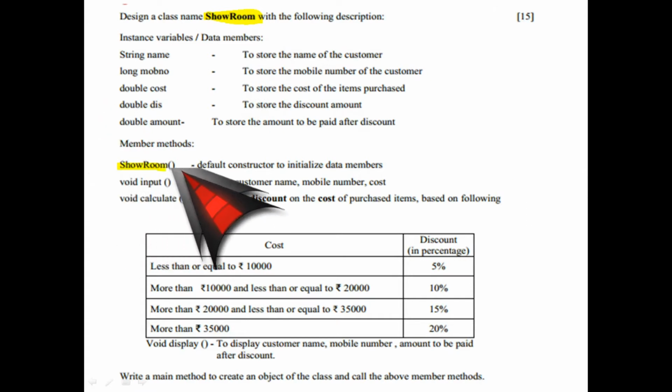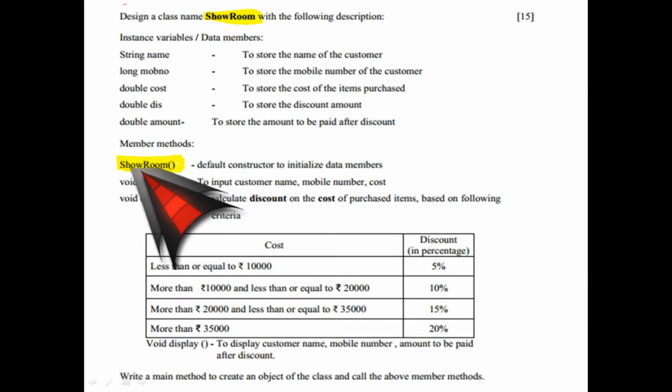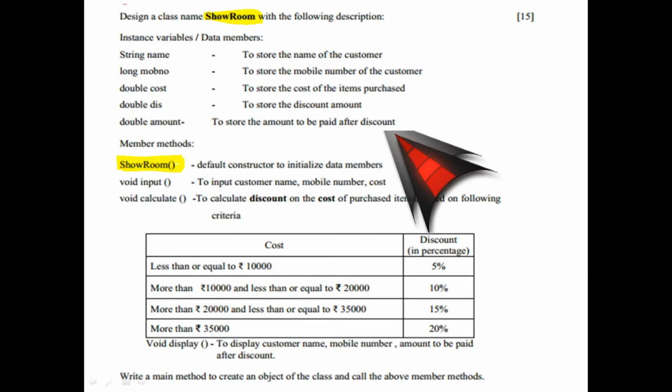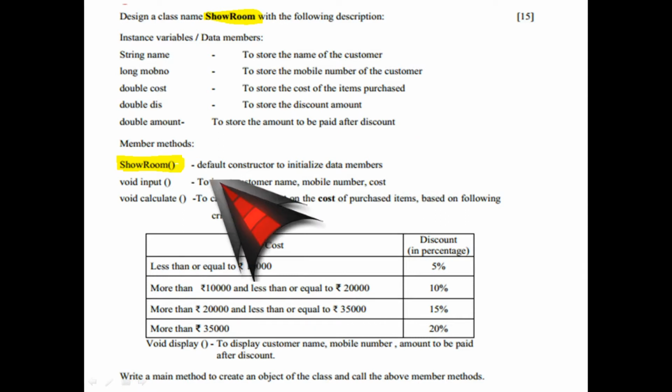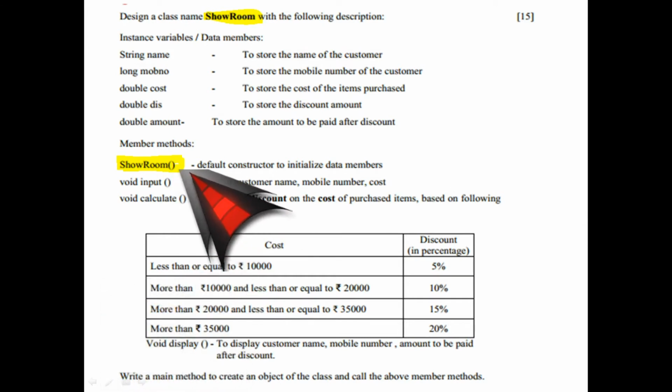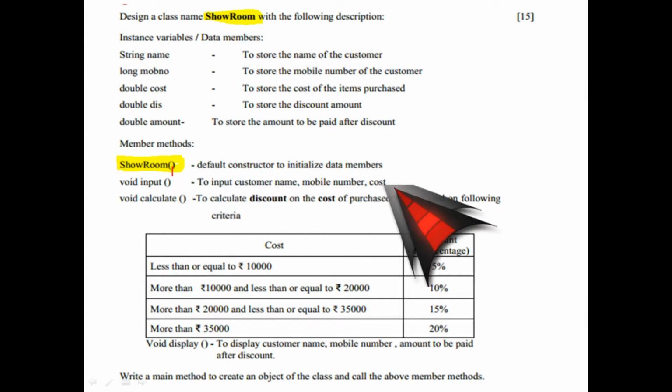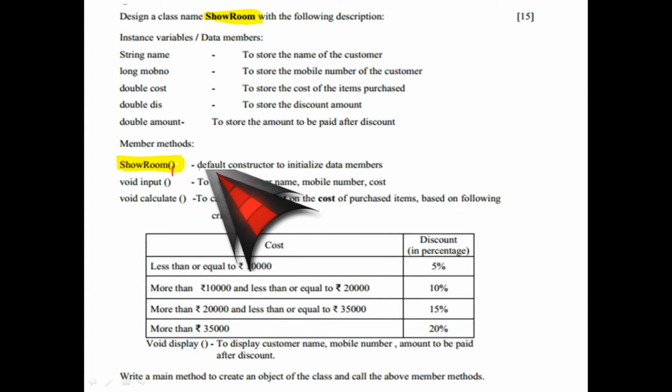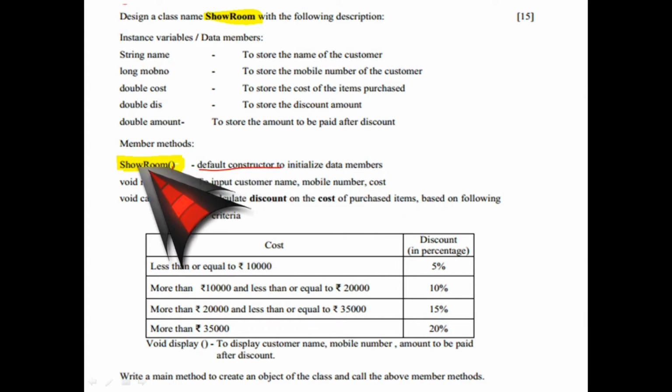Member methods. In the member methods, we are going to start using a constructor. As I said, a constructor is a method having the same name as the class name. The work of a default constructor is to initialize the data members to a default value. How will we understand it is a default constructor? Because inside this bracket there is nothing. It is blank. That is why it is known as a default constructor.